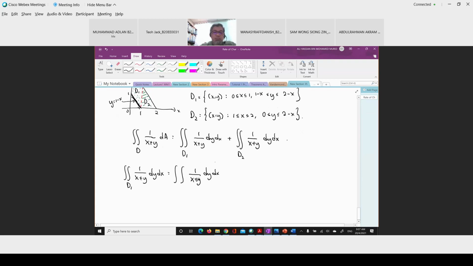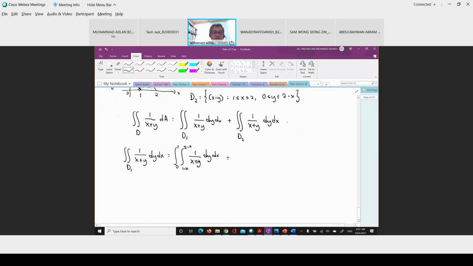Okay, so the inner integral is with respect to y. y is bounded below by 1 minus x and bounded above by 2 minus x, and x is bounded between 0 and 1. So first we integrate with respect to y. What is the integral of 1 over x plus y with respect to y? It must be ln of x plus y. And this is to be evaluated at the endpoints.